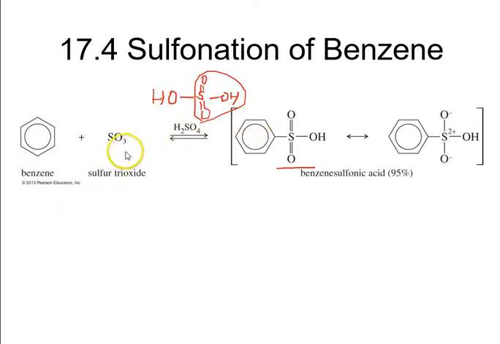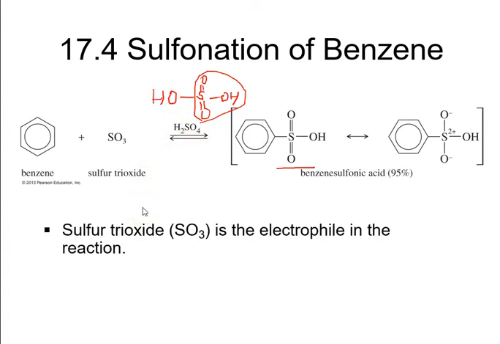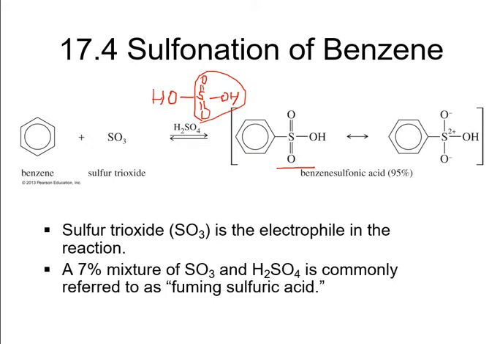And it basically uses sulfur trioxide, SO3. It adds it on there, and then it gets protonated by the acid. All right. So the SO3 is the electrophile. This isn't really something we have to know, but it's a 7% mixture of SO3 and H2SO4. It's referred to as fuming sulfuric acid. So it's usually very concentrated sulfuric acid. Only a small amount of SO3 is actually soluble in sulfuric acid. That's why it's fuming. It actually fumes out of it.